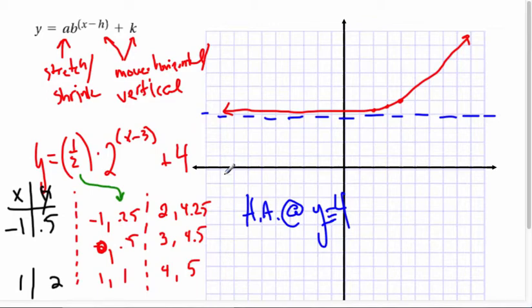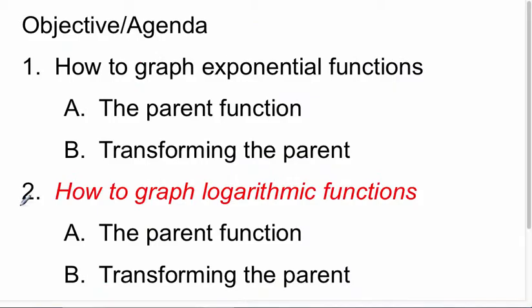So that's how you basically graph any exponential function. You would need to figure out what the values of the parent function are. Then you can multiply the y values by a, and then move your x and y values based on h and k. If any one of these numbers is missing, you simply just don't do that part. You just don't change it in that way. So that's exponential functions. Now let's look at how to graph a logarithmic function.